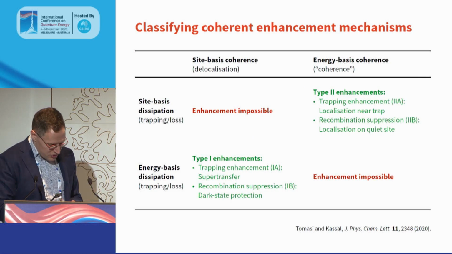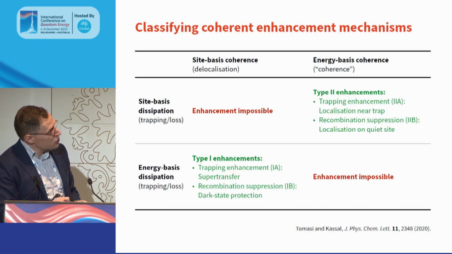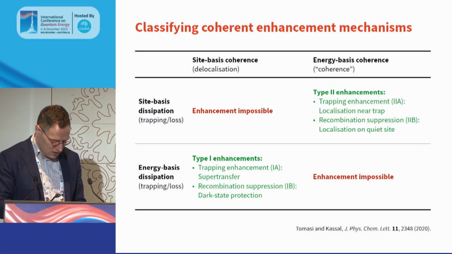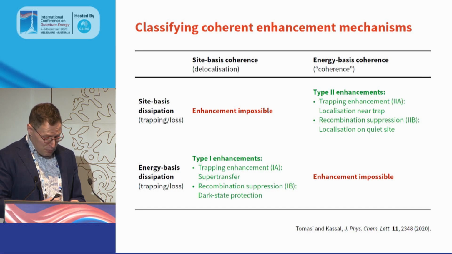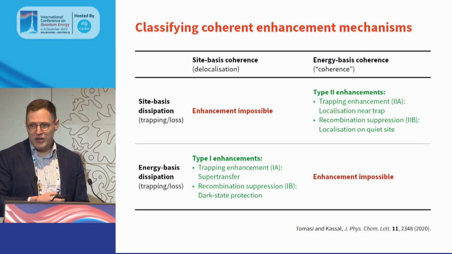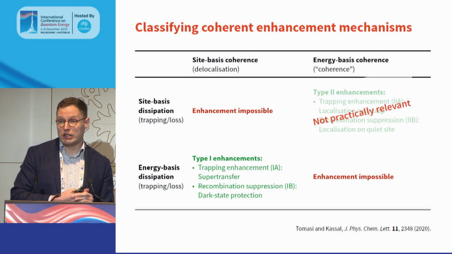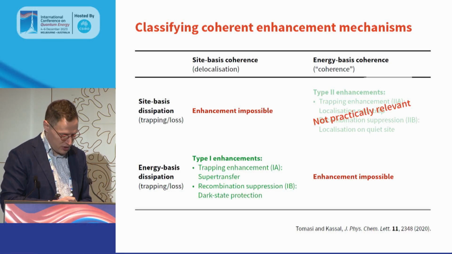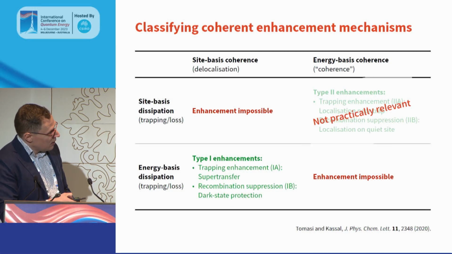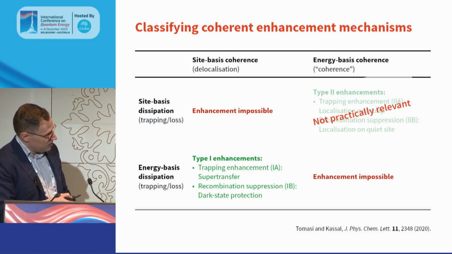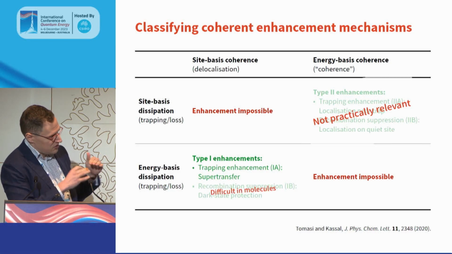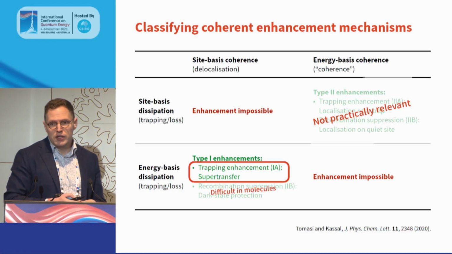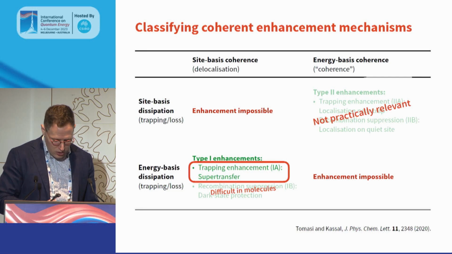But the point here is, if we return to this, there's a whole bunch of different possibilities of ways you might realize quantum enhancements in light harvesting. But I would say that these type 2 ones, which are theoretically interesting, are not really practically relevant. You could engineer them in a lab, but it would be difficult to use them for any particular purpose. There's something here called dark state protection, which I didn't get to, but this turns out to be difficult in molecules because it requires rates to be arranged in a particular way. And that leaves supertransfer as really the only credible way of doing this.